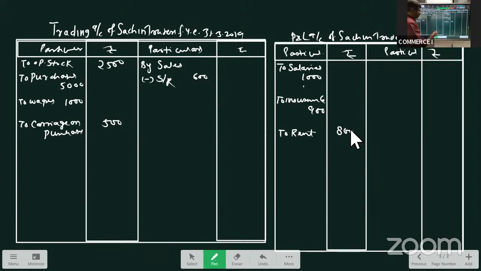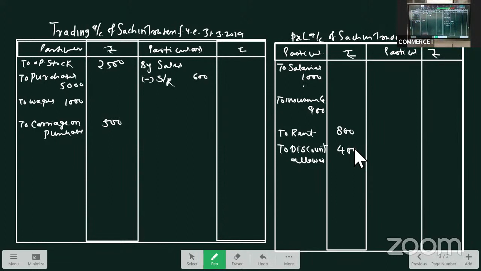Discount. Discount on the debit side means it is discount allowed. What is the amount? It is 400. Then we have bills receivable. Bills receivable again is an asset. So let us keep it aside.